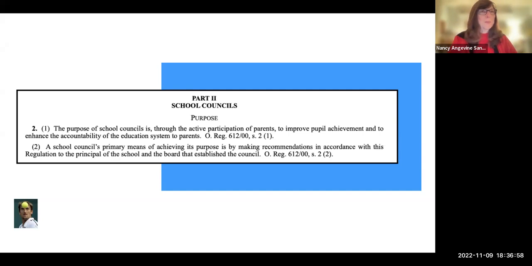As we learned in one of our previous webinars, it's not to buy stuff for the school. It's to make the system accountable and to help pupil achievement. And you can do this primarily, it says, by making recommendations in accordance with this regulation to the principal, the board, and the ministry, but also to build the capabilities of your parents and caregivers to support learning at home.